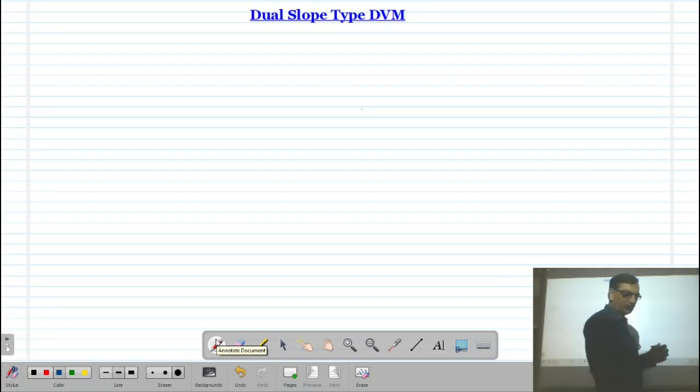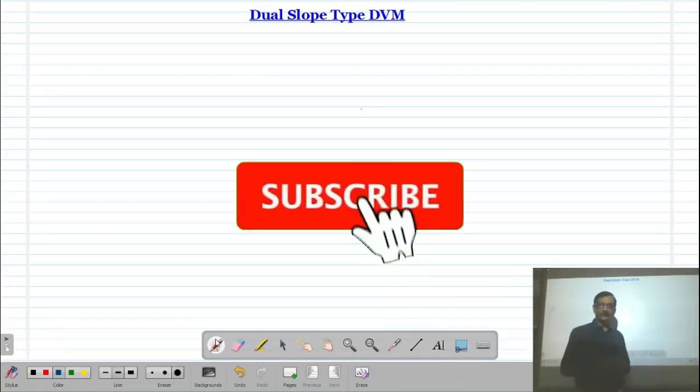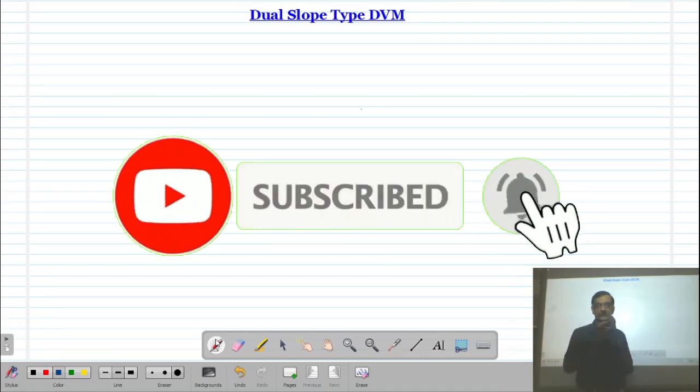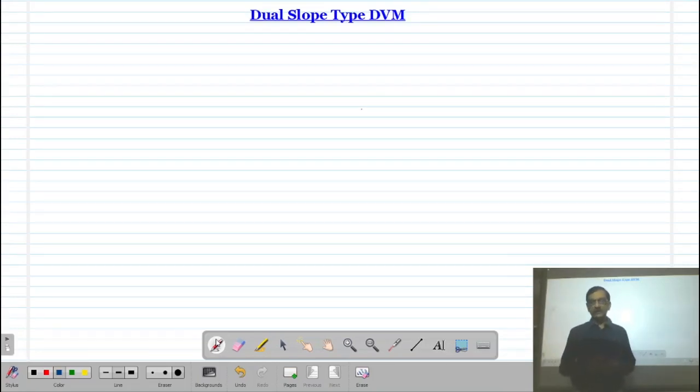Okay, friends. So in the previous session on the digital voltmeter, we already discussed one technique, and that is a ramp type DVM, where we use a ramp voltage. The ramp voltage is compared with your input voltage, and proportionally you can count the number of clock pulses. But the disadvantage of the ramp type DVM is that if your input voltage contains noise, then you will get a large amount of error in the measurement.